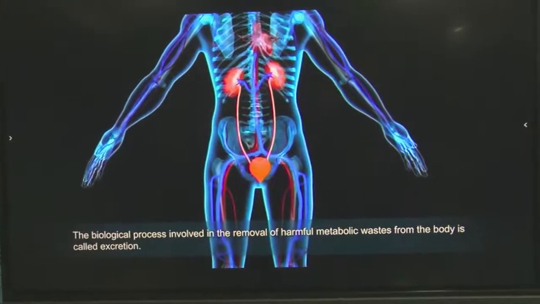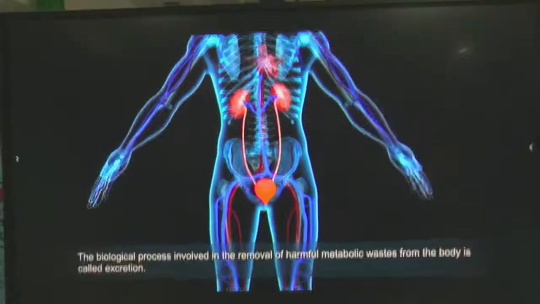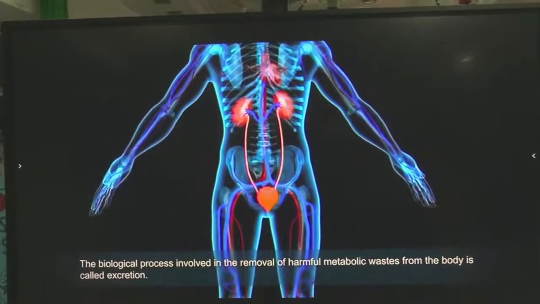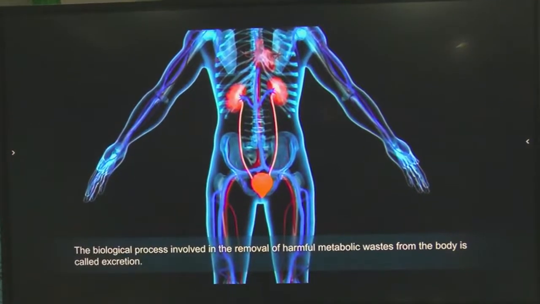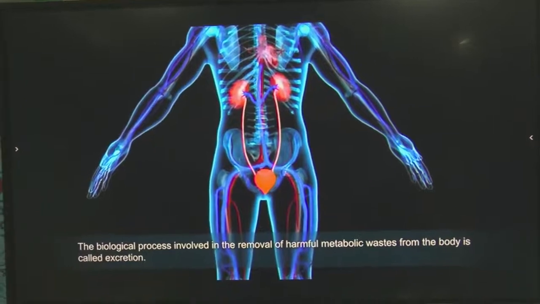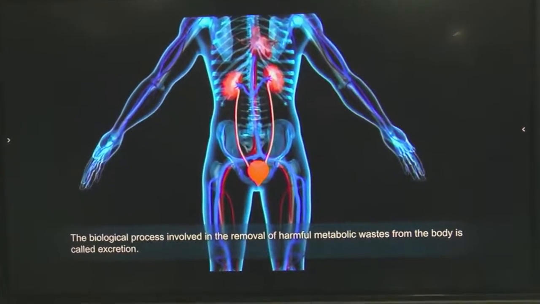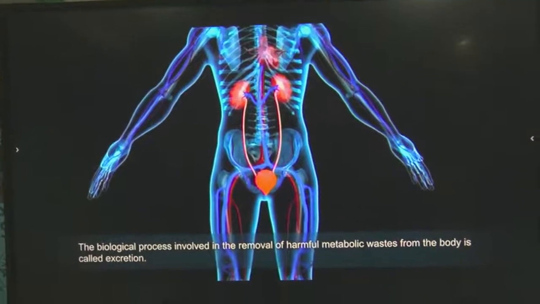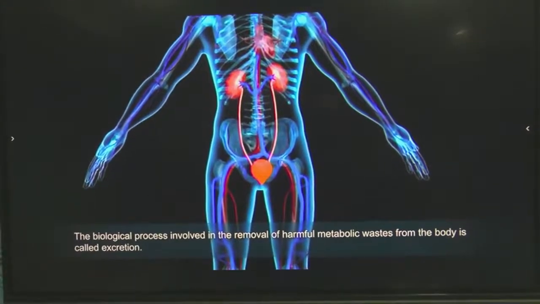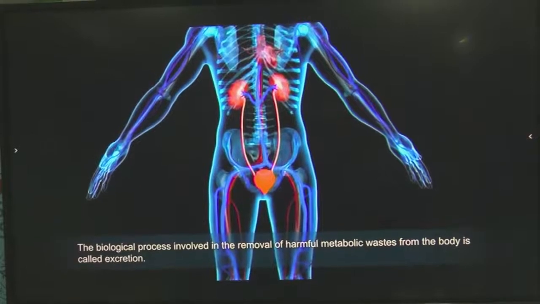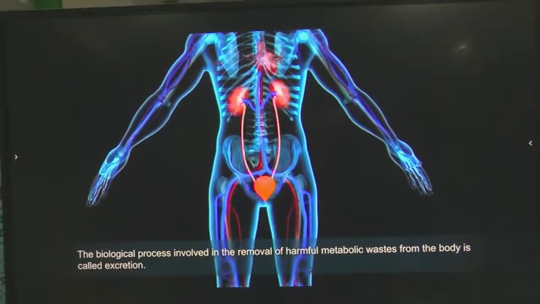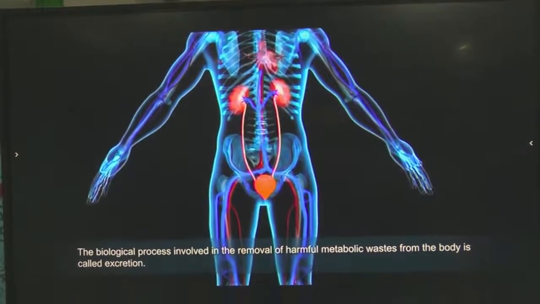Okay, yes class, listen. So there are so many kinds of waste. Like carbon dioxide is a waste. और like other metabolic waste, जैसे urine. अच्छा, why is there a formation of urine? Because when we are eating food, we eat proteins, carbohydrates, fats.